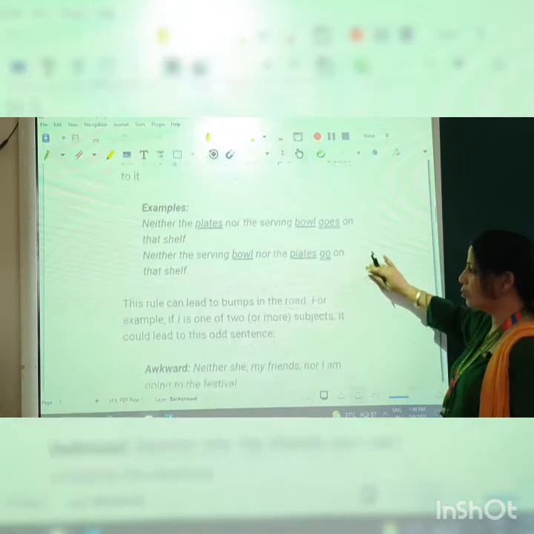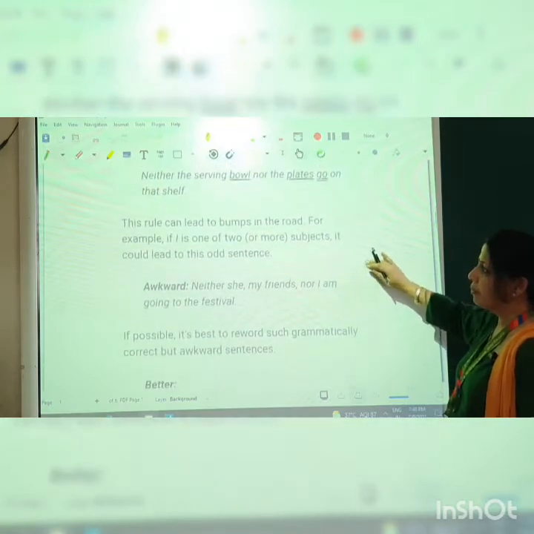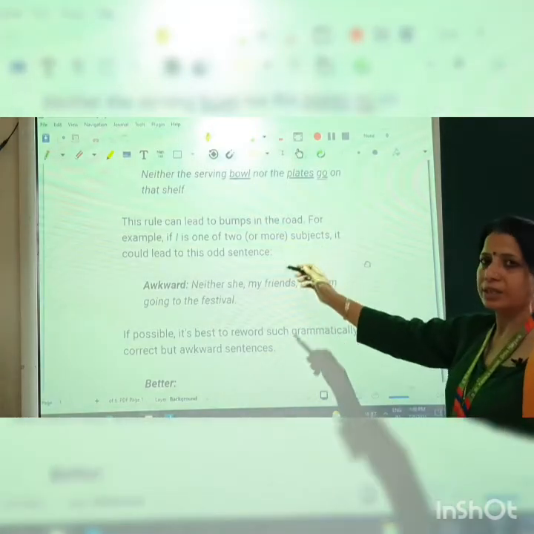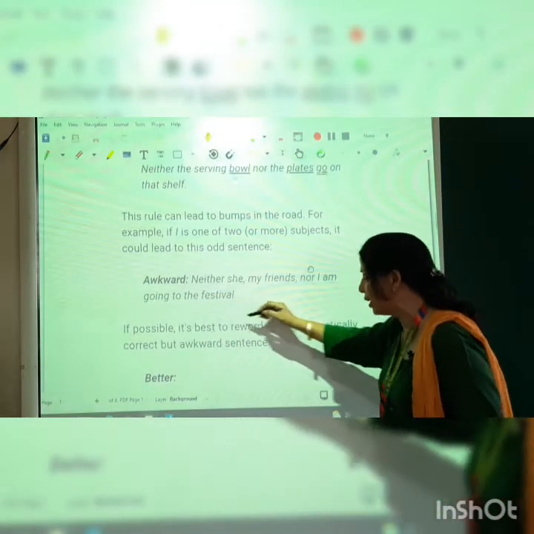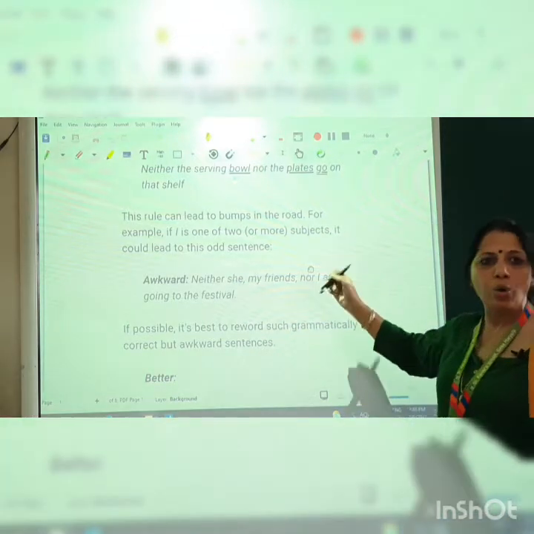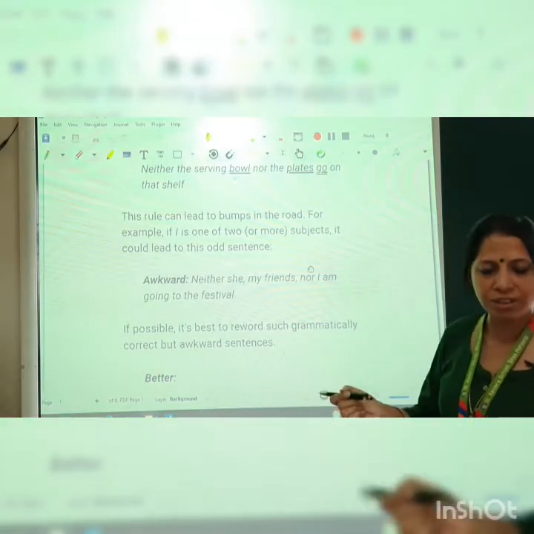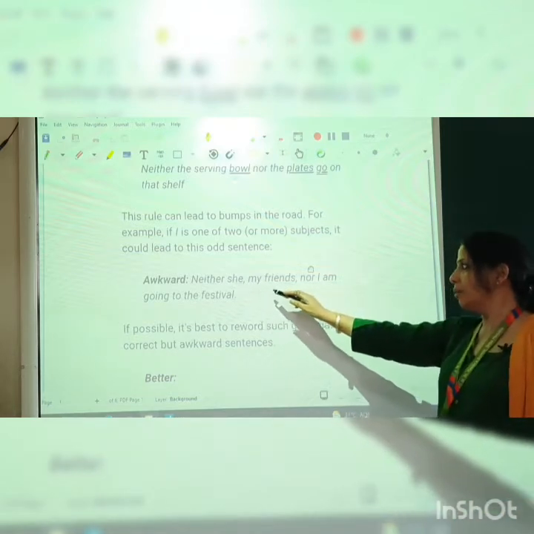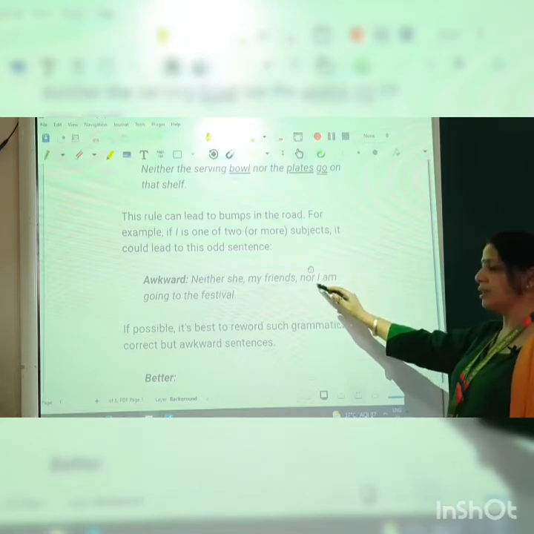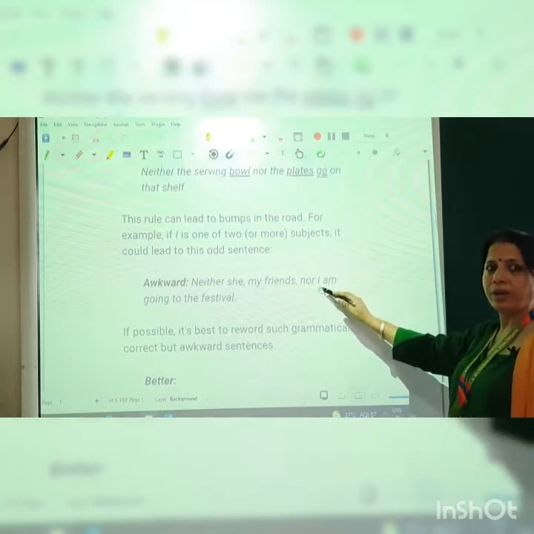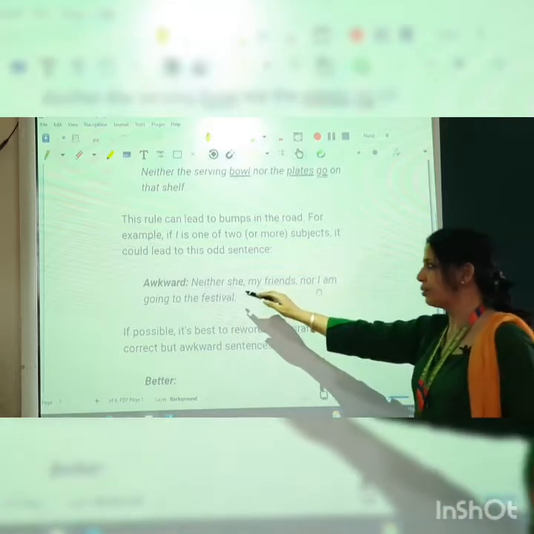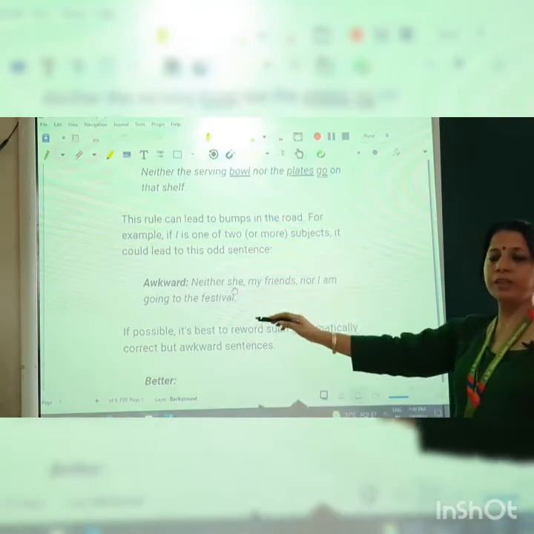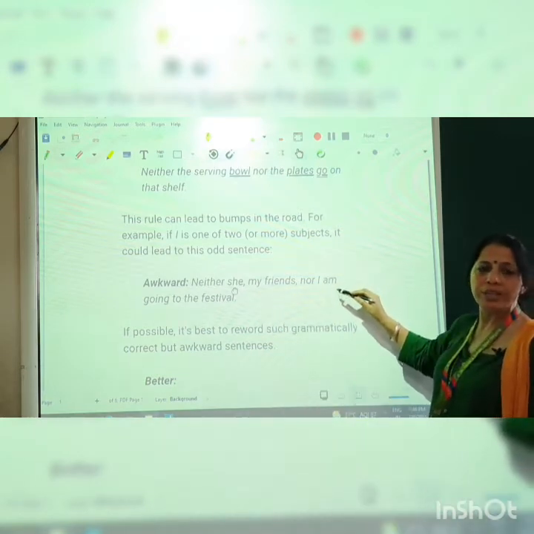So this rule can lead to bumps in the road. Now why? Because if I is one of the two or more subjects, it could lead to an odd sentence. This is a grammatically correct sentence but awkward in speech, both in listening and in speaking. So: neither she, my friends, nor I. Since I is the last subject here, and there are 3 subjects, it is "neither she, my friends, nor I am going to the festival." This is actually the correct way to say this sentence.